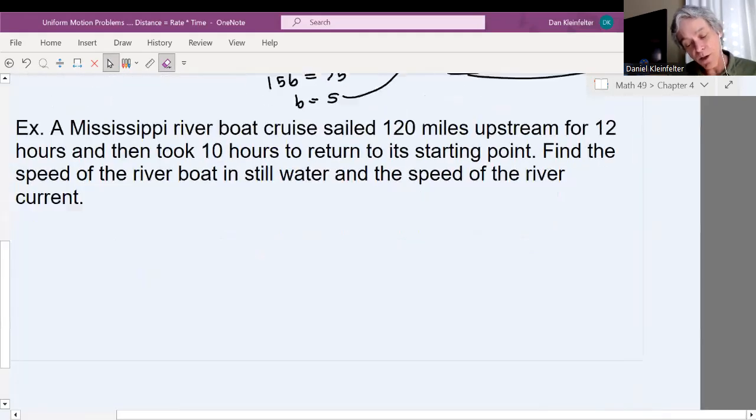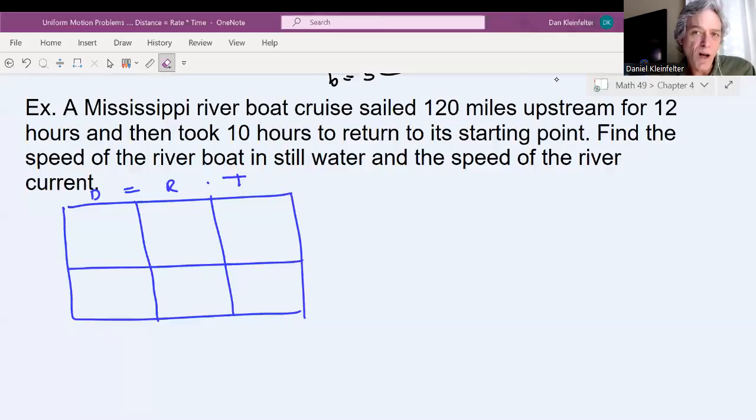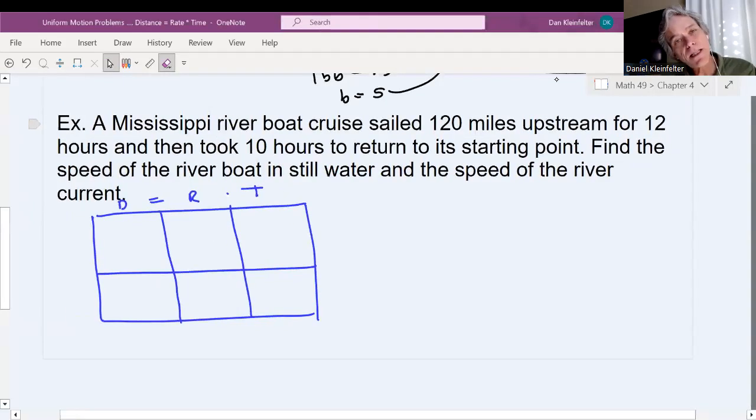Here's one for you to try. Take a minute and read through the problem and see if you can set this one up, and then we'll go through it together. All right, let's take a look. Here it says a Mississippi riverboat cruise sailed 120 miles upstream for 12 hours and then took 10 hours to return to its starting point. We're to find the speed of the riverboat in still water and the speed of the river current.